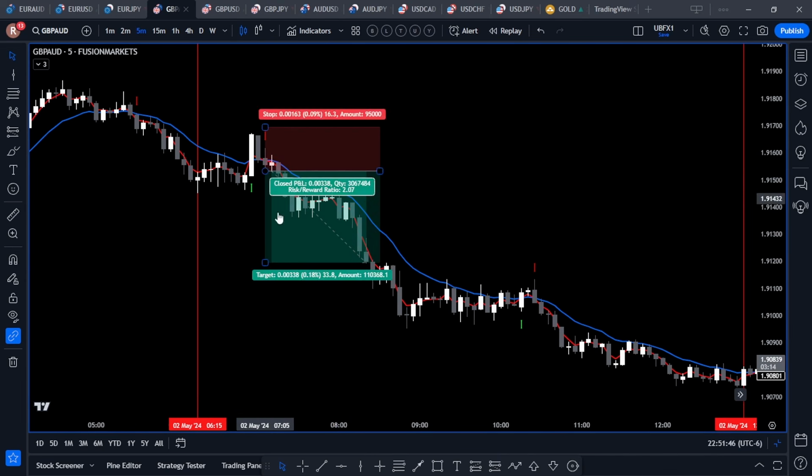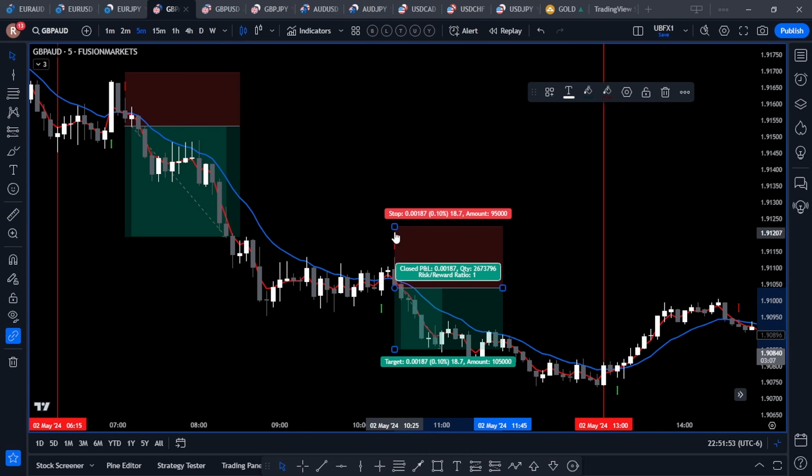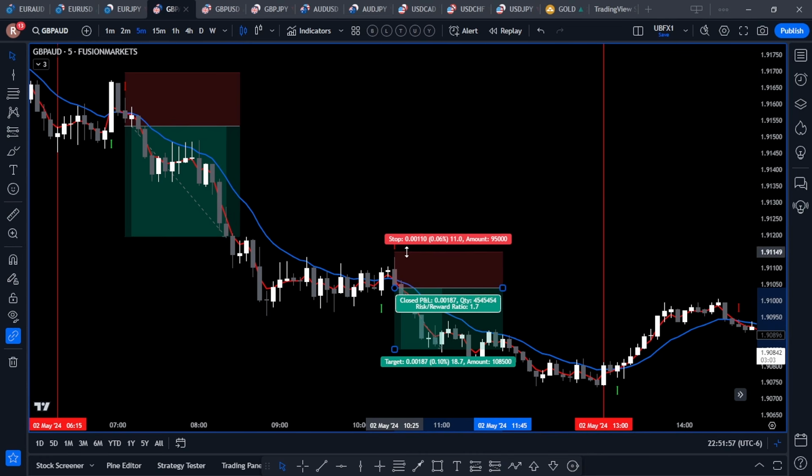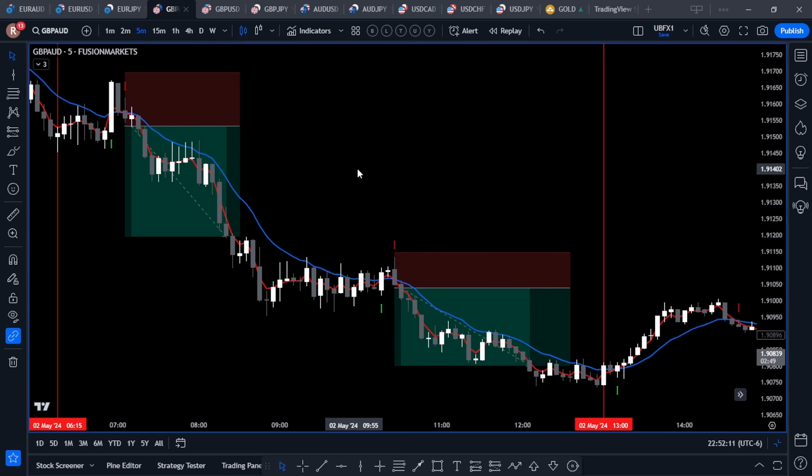So we get our 2-to-1 easily hit, and we get a second trade, and we see that that one also goes for 2-to-1. Now again, just below the signal candle, stop loss just above the swing high. And in this case, that signal candle is the swing high. And now we'll go for 2-to-1. We can see that right in here. And that also was an easily hit target.